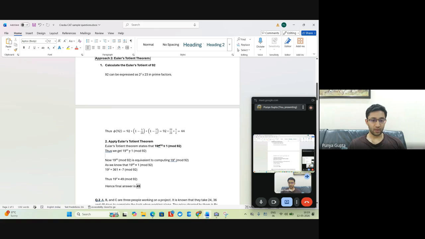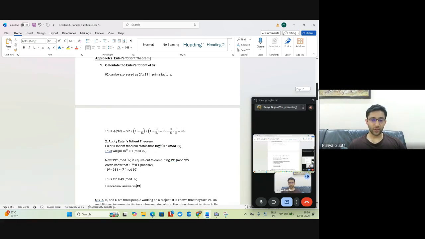Because 19 raised to the power 88 will always give us remainder of 1, and 19 raised to the power 92 is just computing the remainder when 19 raised to the power 4 is divided by 92. We know that 19 squared is 361, which gives us remainder of minus 7 when divided by 92. So 19 raised to the power 4 will give us minus 7 square, or 49, when divided by 92. So this concludes that 19 raised to the power 92 will always give us remainder of 49 when divided by 92.